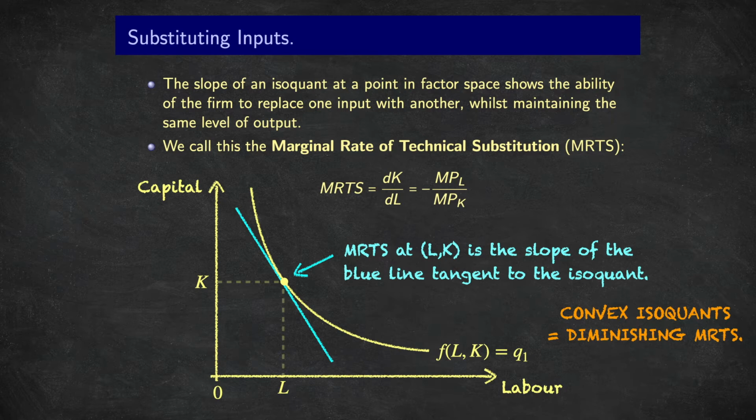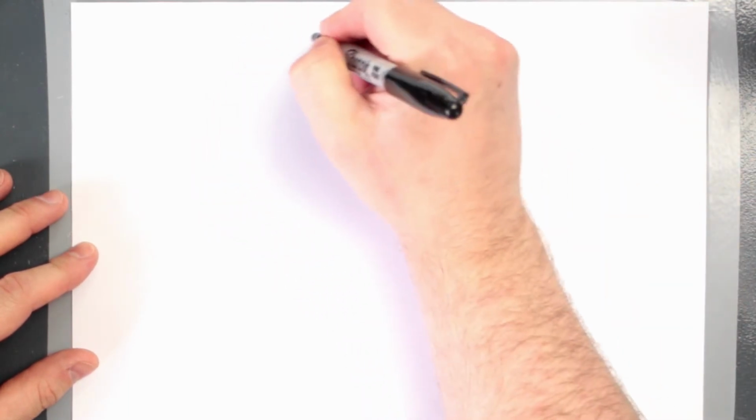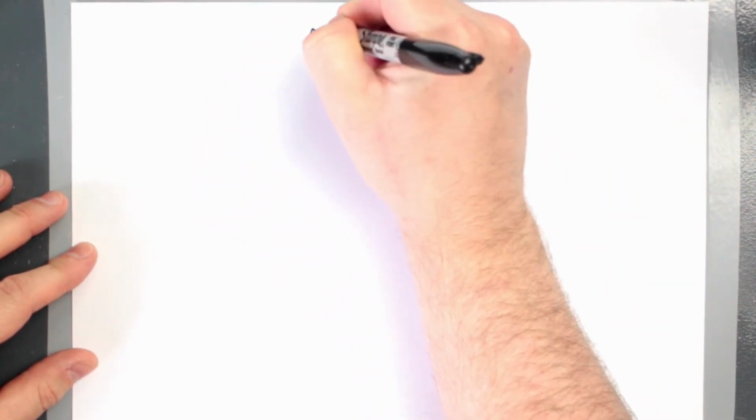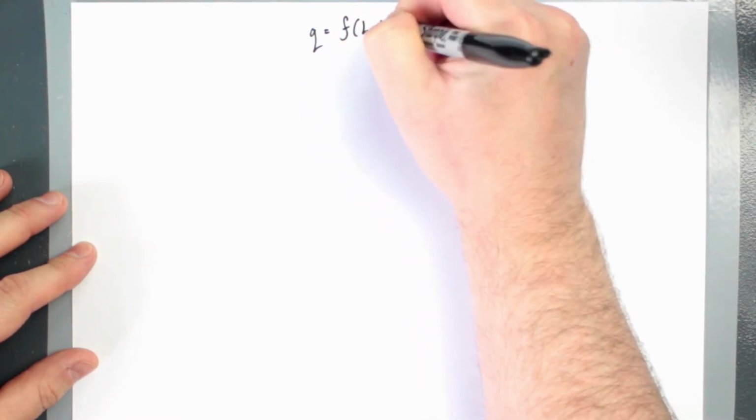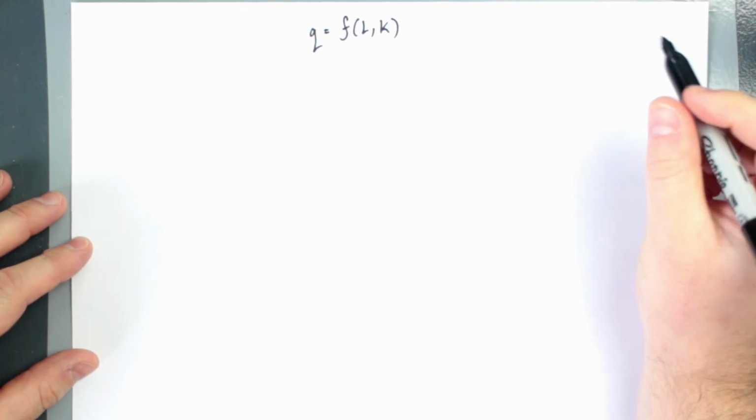And let's consider an example. Let's have a go at calculating the marginal rate of technical substitution for our well-known Cobb-Douglas long-run production function. Okay, so let's have a look at the marginal rate of technical substitution first, and then we'll focus on the Cobb-Douglas long-run production function as an example. Okay, so if we start with a general long-run production function, so output Q is a function of labour and capital.